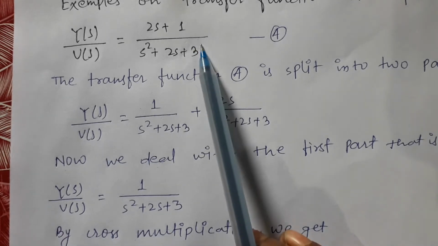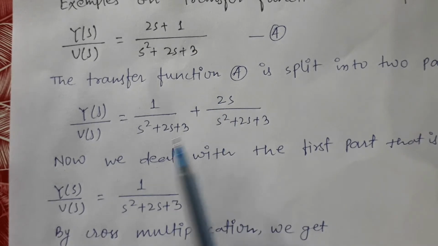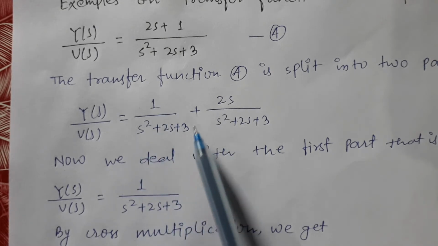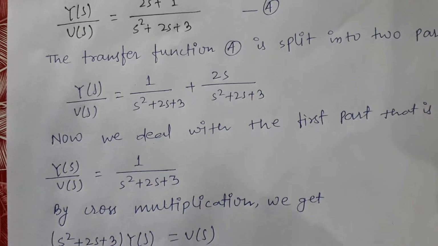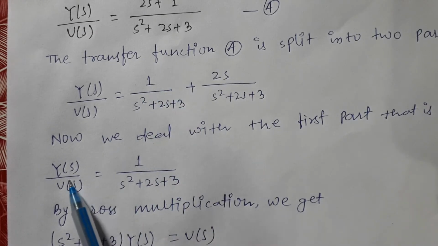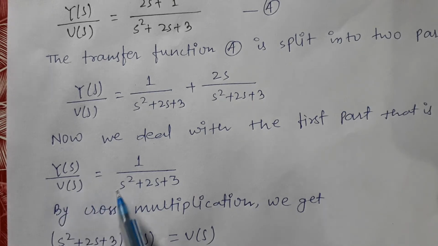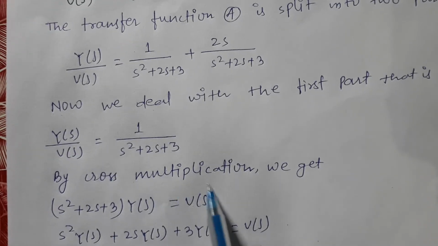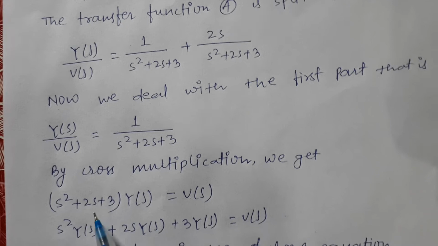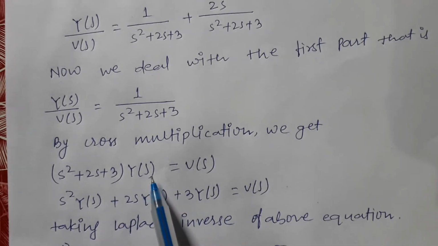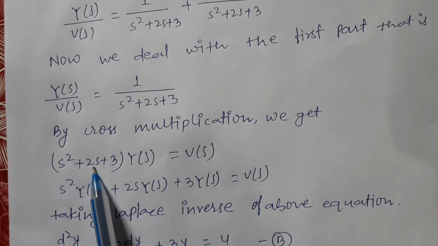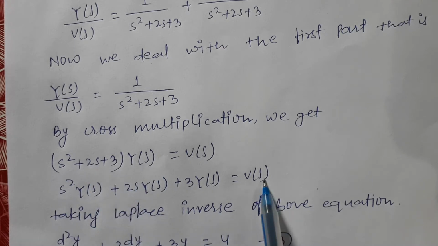We can write this function in this way: 1 by (s square plus 2s plus 3) plus 2s by (s square plus 2s plus 3). Now we deal with the first part, that is Y(s)/U(s) equal to 1 by (s square plus 2s plus 3). By cross multiplication we get (s square plus 2s plus 3) into Y(s) equal to U(s). By multiplying Y(s) with s square plus 2s plus 3 we get this equation.